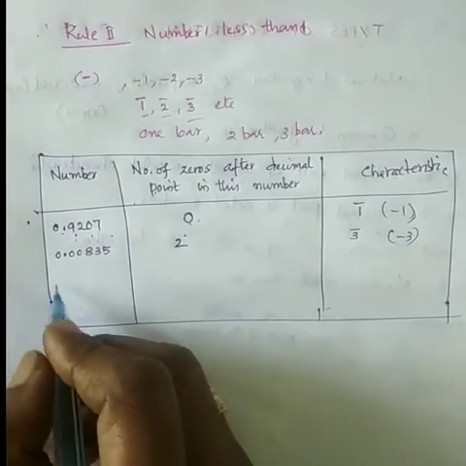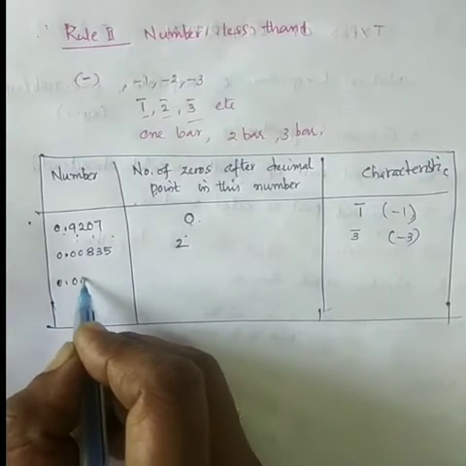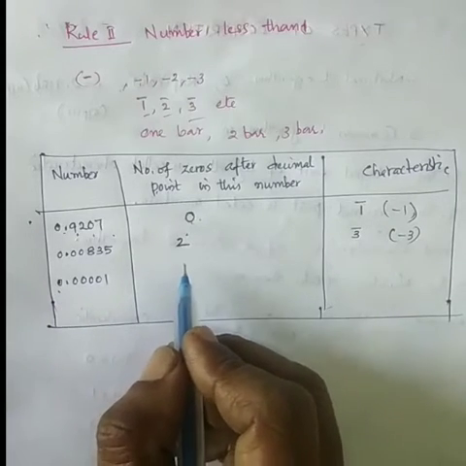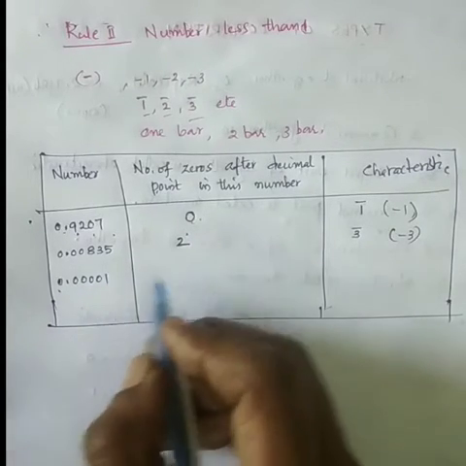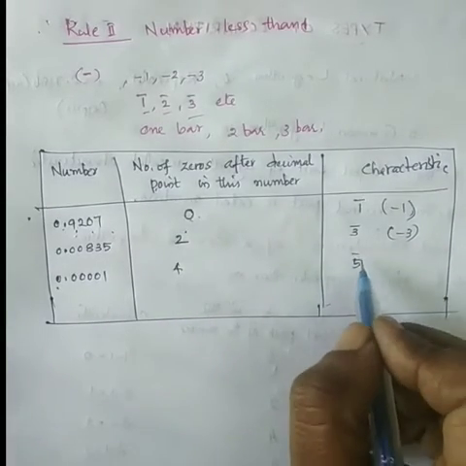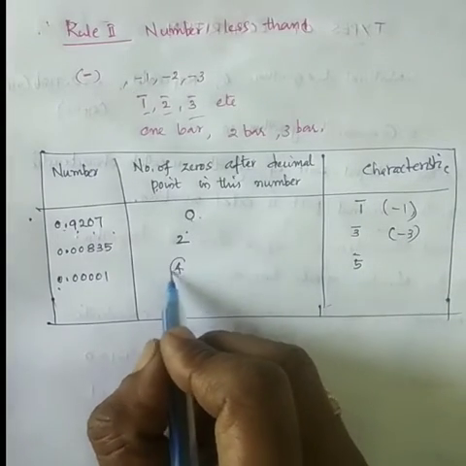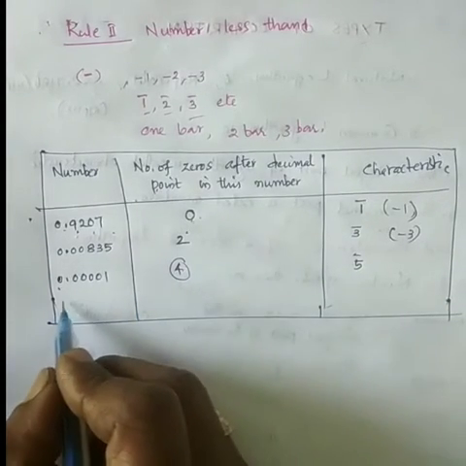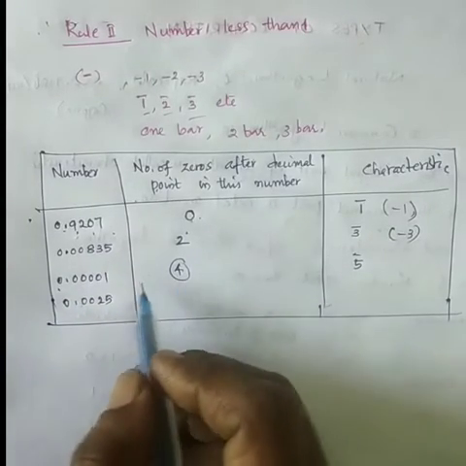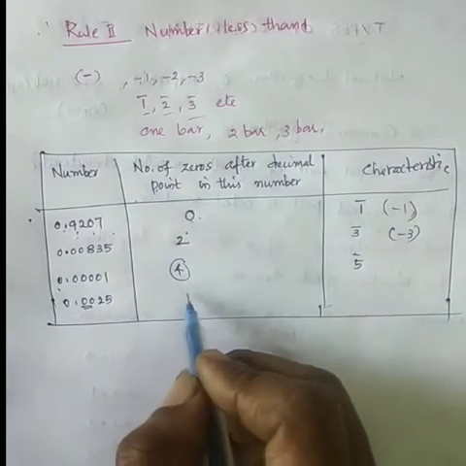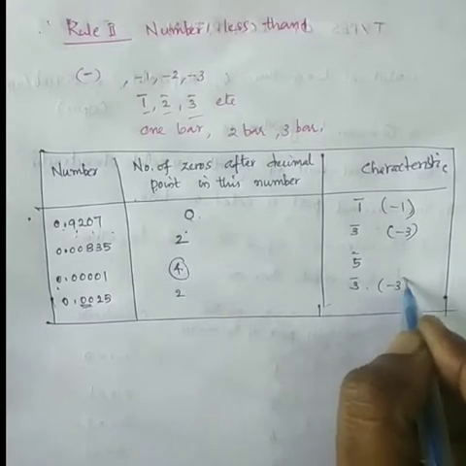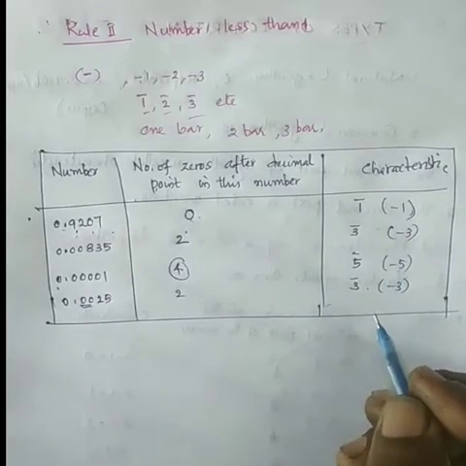Okay. Another one, see, 0.00001. In this number, the number of zeros after the decimal point is 4. So the characteristic of the number is 5 bar. How do we get it? Adding 1 to 4. Also one more, 0.0025. See, the number of zeros after the decimal point is 2 and the characteristic is 3 bar, or -3. Okay, clear?